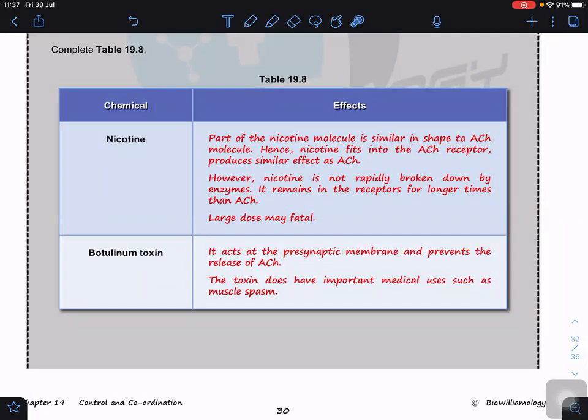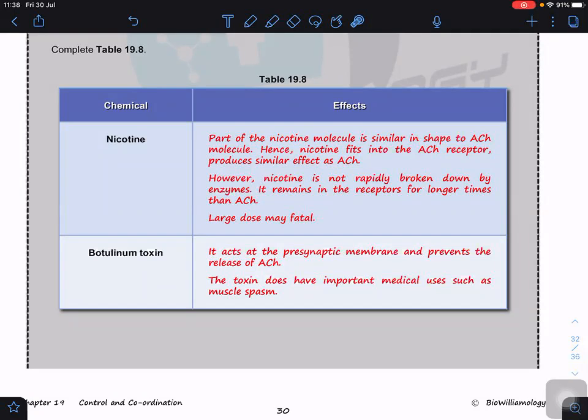Now you can always see that people say nicotine increases memory. Are you clear? If you ignore the side effects of nicotine, yes, nicotine actually improves memory and gives you much more energy. You feel very energetic after you smoke. The reason is that the shape of nicotine is quite similar to acetylcholine, but acetylcholine will be broken down by acetylcholinesterase, but nicotine is not. Nicotine is not rapidly broken down by the enzyme, therefore it remains on the receptor for a longer time than acetylcholine.